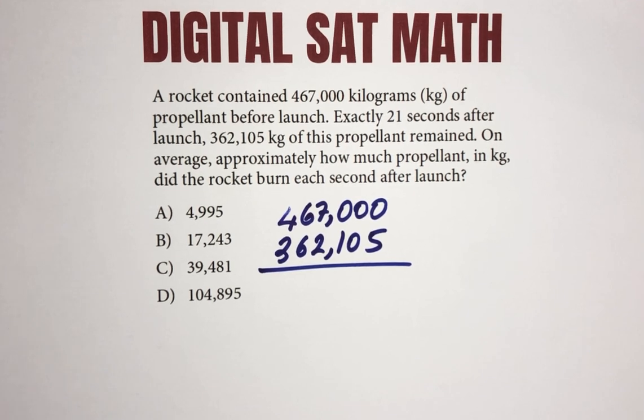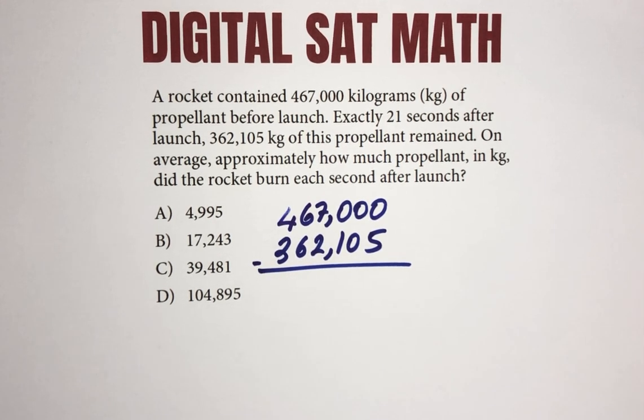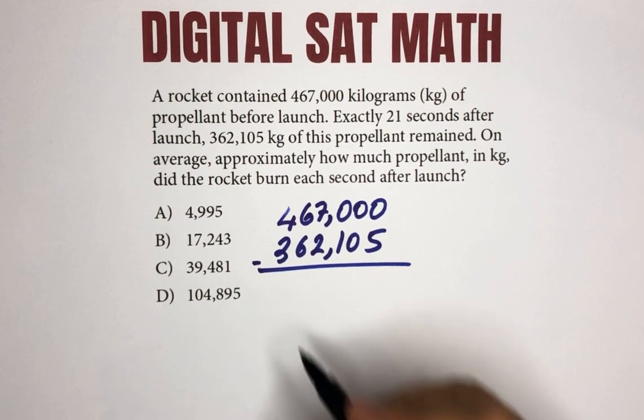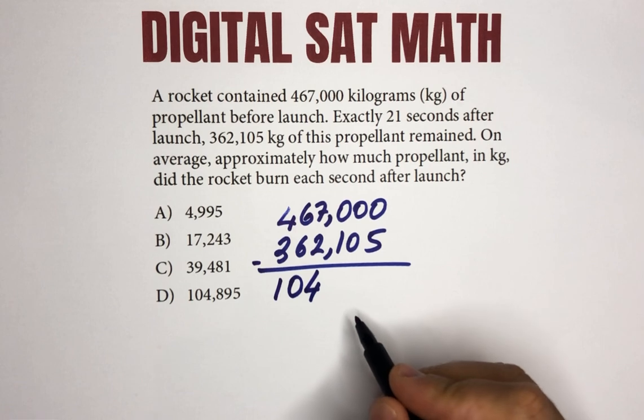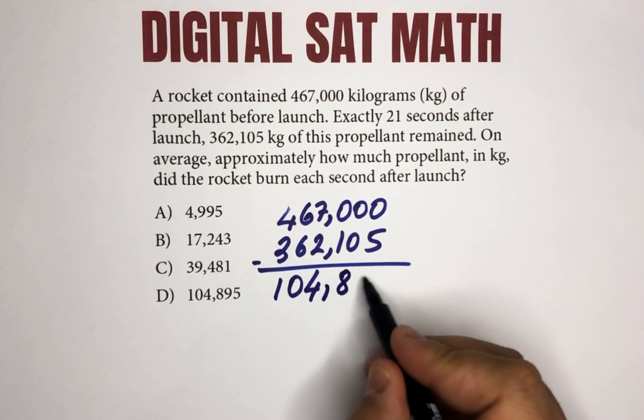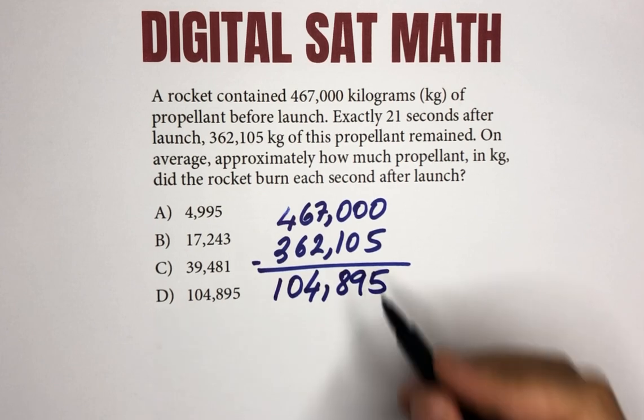During the SAT exam, in the top right corner, you will have a calculator icon, or you can use your own scientific calculator during the test to do this subtraction, or you can just do it manually. When you do the subtraction, you're going to have 104,895 as your total.